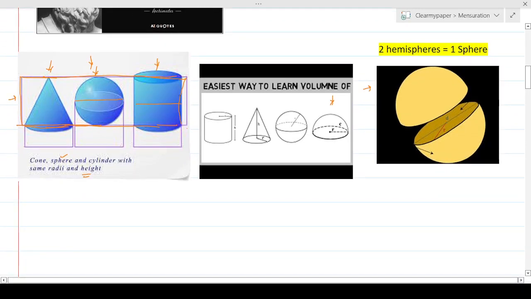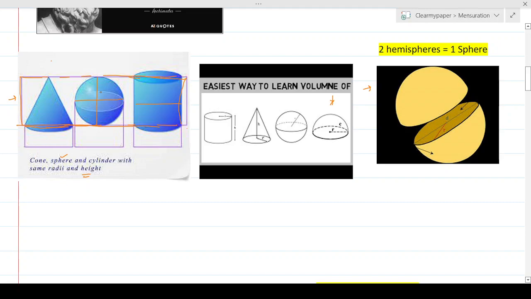And if you see here, one of the tricks is, let me get rid of this one second. If you see here, one of the tricks is for the sphere, the height of the cylinder or the height of the cone is nothing but the diameter of the sphere.